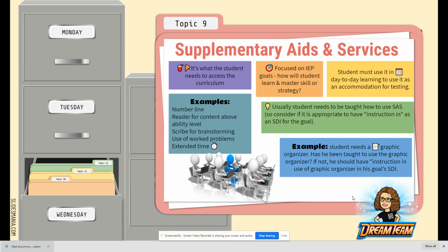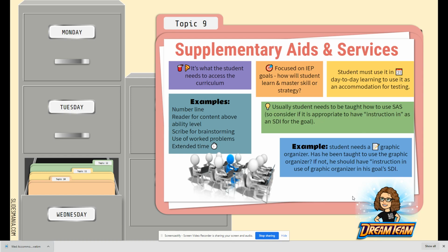So, for example, if we have a supplementary aid and service of a number line, then the student needs to be taught how to use that number line. So, it's often appropriate to have explicit instruction in, or scaffolded instruction in, whatever that supplementary aid and service is. And that would be part of their specially designed instruction.